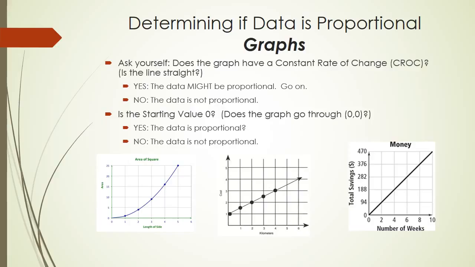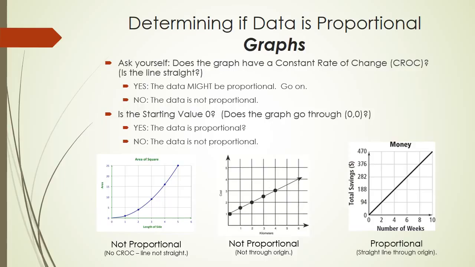First one there on the left, that would not be proportional. The line is not straight, so there is no constant rate, therefore it's not proportional. One in the middle, we have a constant rate, but this time the starting value is not 0. It doesn't go through the origin, so that's not proportional. And the third one would be proportional. It's a straight line, means there's a constant rate of change, and the line goes through the origin, meaning the starting value is 0.